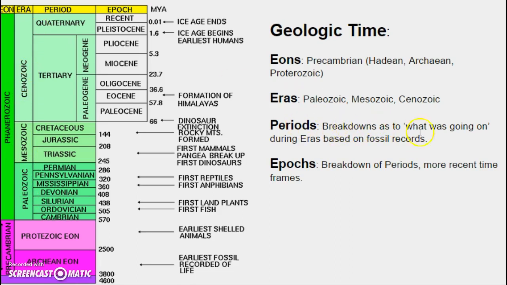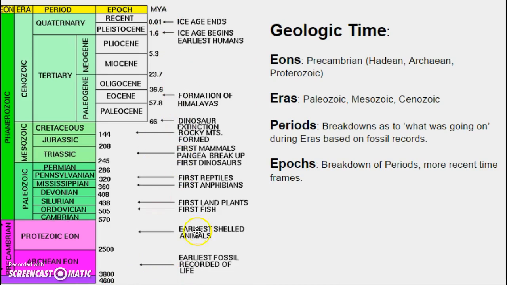The periods are breakdowns as to what was going on during eras based on fossil records. So we further break down eras into periods, and here we are currently in the Quaternary period. And then epochs are further breakdowns of periods, more recent time frames in this case. So when we look at the geologic time scale, I think it's important that we start looking at what is taking place. We can start with what's recent, right up here, the recent timeline, or we can go back and start looking at what was taking place in deep time. And then we go through from oldest to more recent, or from recent to oldest.